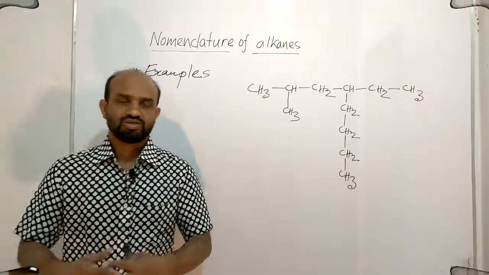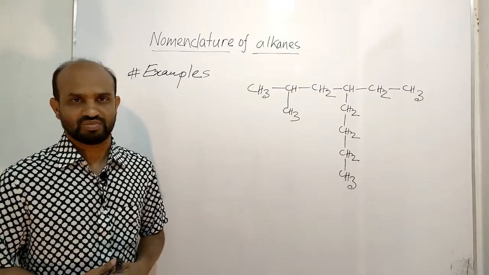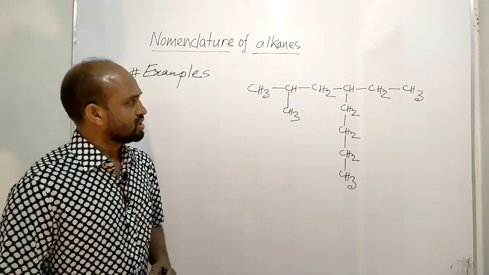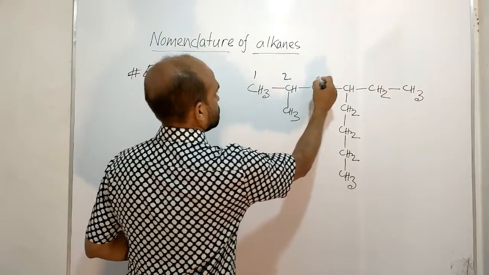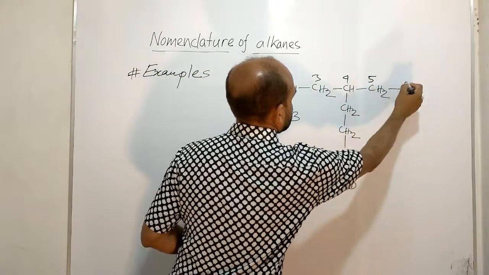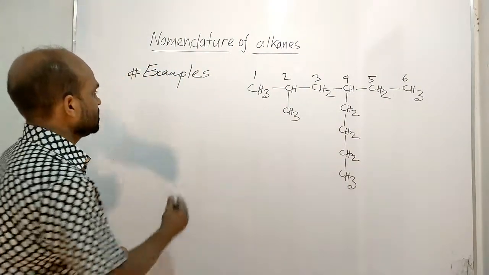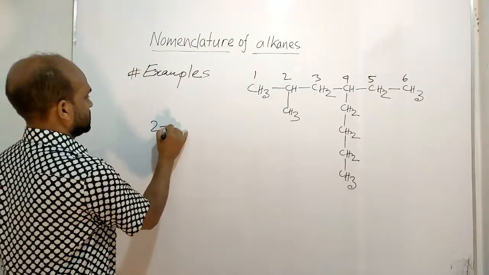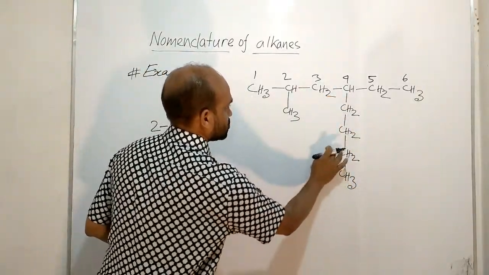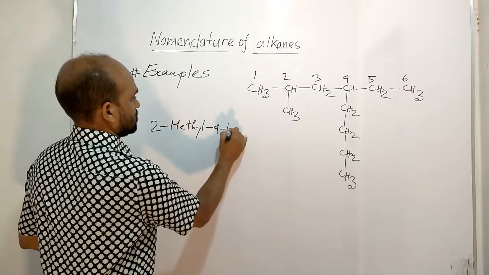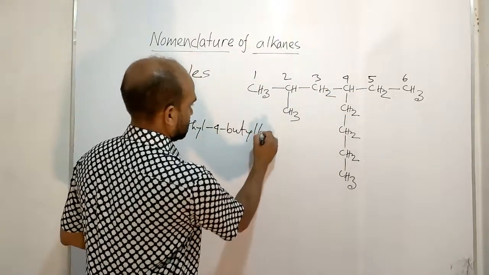Let's see another example. Dear students, the example is now this compound. We have to keep many points in our mind this time. Let's see. Here, first of all, the carbon atoms are numbered. That is 1, 2, 3, 4, 5, 6. If it is numbered this way, then the name of this compound will be 2-methyl, this is butyl, 1, 2, 3, 4, 4-butyl, 6 carbon atoms, so hexane.